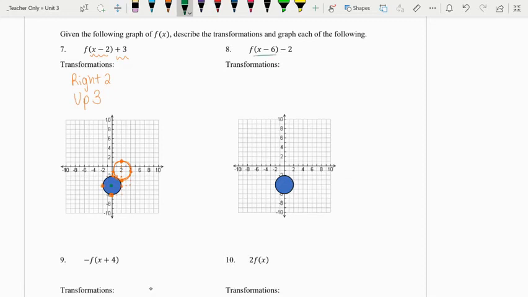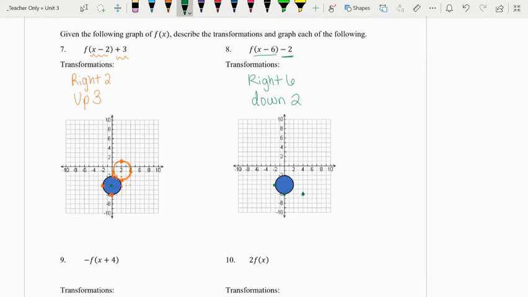On number 8, the -6 means we are moving right 6. The -2 on the outside means down 2. So I'm going to take this point right here and move it right 6. So I'm at -2, so right 6 would be at 4, and then down 2 would be down here.